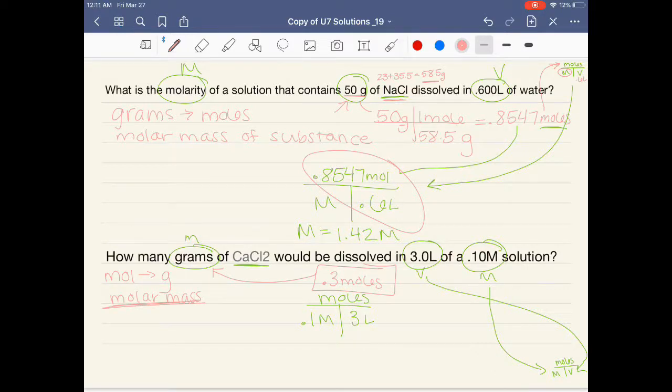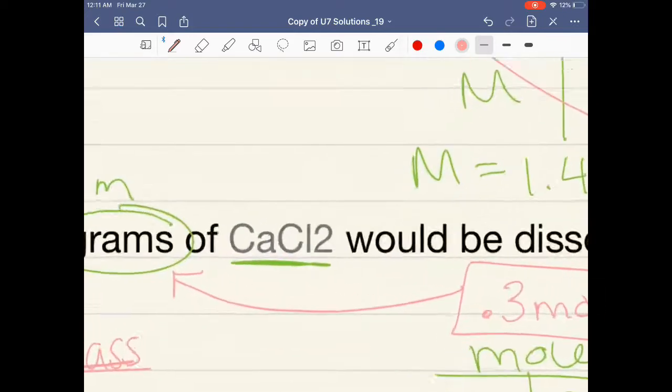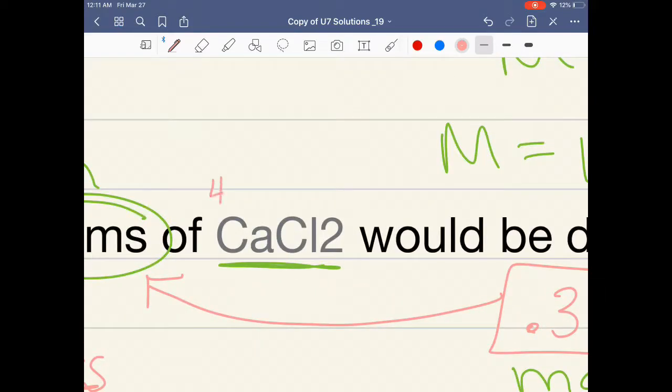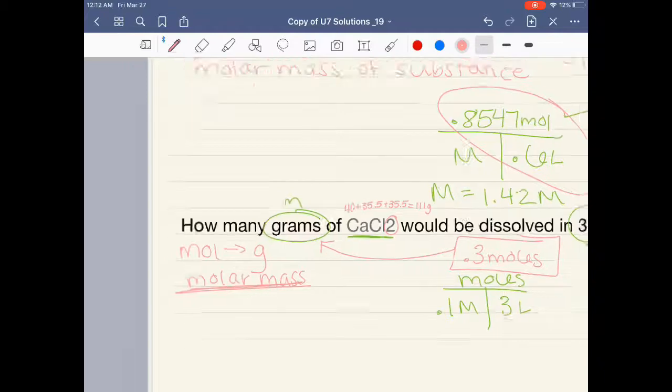So if we look at CaCl2, you have a mass of 40 for Ca, and then for Cl you have 35.5 plus 35.5. Why did we put that twice? Because there are 2 chlorines. This should be a subscript. However, the text on this iPad wouldn't let me put it as a subscript, so please know that this should be a little 2 down at the bottom. So you have 2 chlorines. Once you add together the molar mass, you have 111 grams.